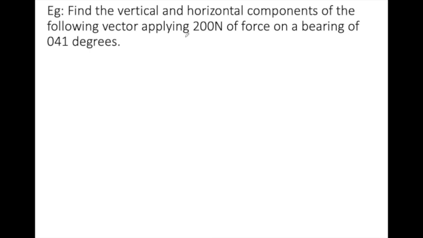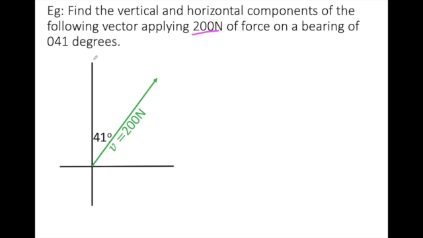Of the following vector applying 200 newtons of force on a bearing of 41 degrees. Okay, so you're going to want to draw that. So here is your vector. It is going to be labeled as 200 newtons because it told us that 200 newtons is the force. And then remember, because it is on a bearing of 41 degrees, you start north and you're going to rotate 41 degrees. Okay, so you're going to find your horizontal and your vertical components.